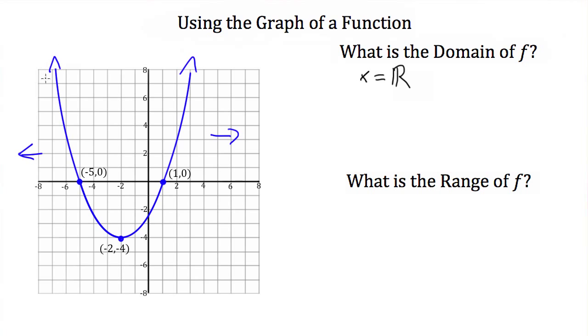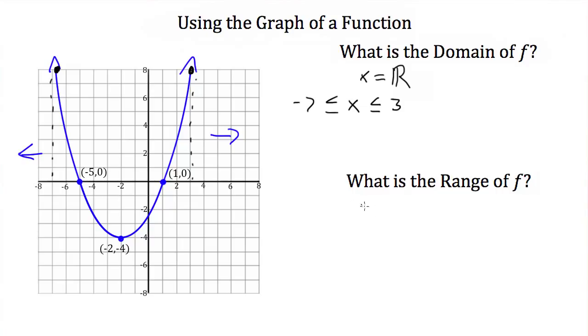Now, if you didn't think that this function continued on forever, if you thought it stopped right here and right here, then you could say that x is between negative 7 and 3. So you could say that the domain is between negative 7 and 3 as well. But I would pick the one that's all real numbers, because I know this is a parabola and I'm thinking that this goes on forever.